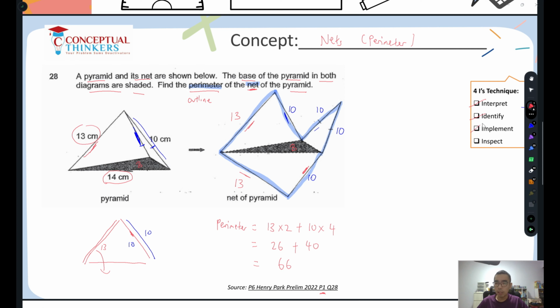Okay. Now, this is how I implement the steps. Obviously, when it comes to inspection in this question, the way that you visualize is important. Ensure that you don't see the diagram wrongly. Okay, just try your best. Next, your calculation. Also make sure that you don't make any calculation mistake or transfer error. Okay, so take note that you're using 13 and 10 only, so don't use the 14 in your calculation. So this is the way that I will inspect for this question.